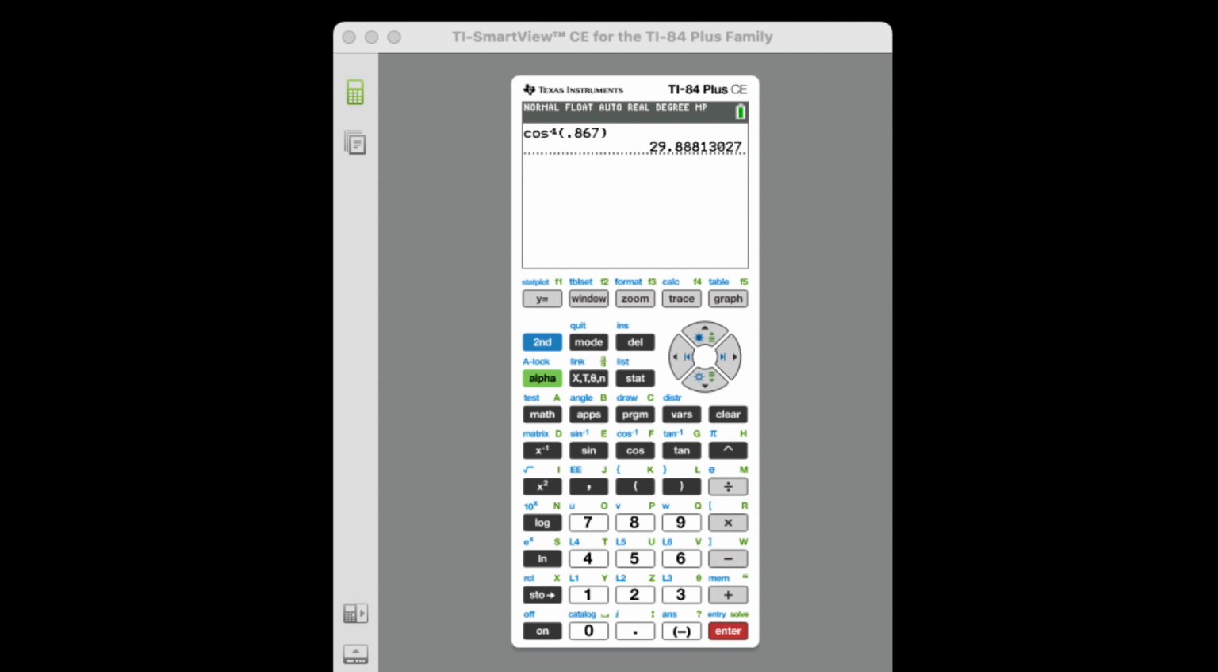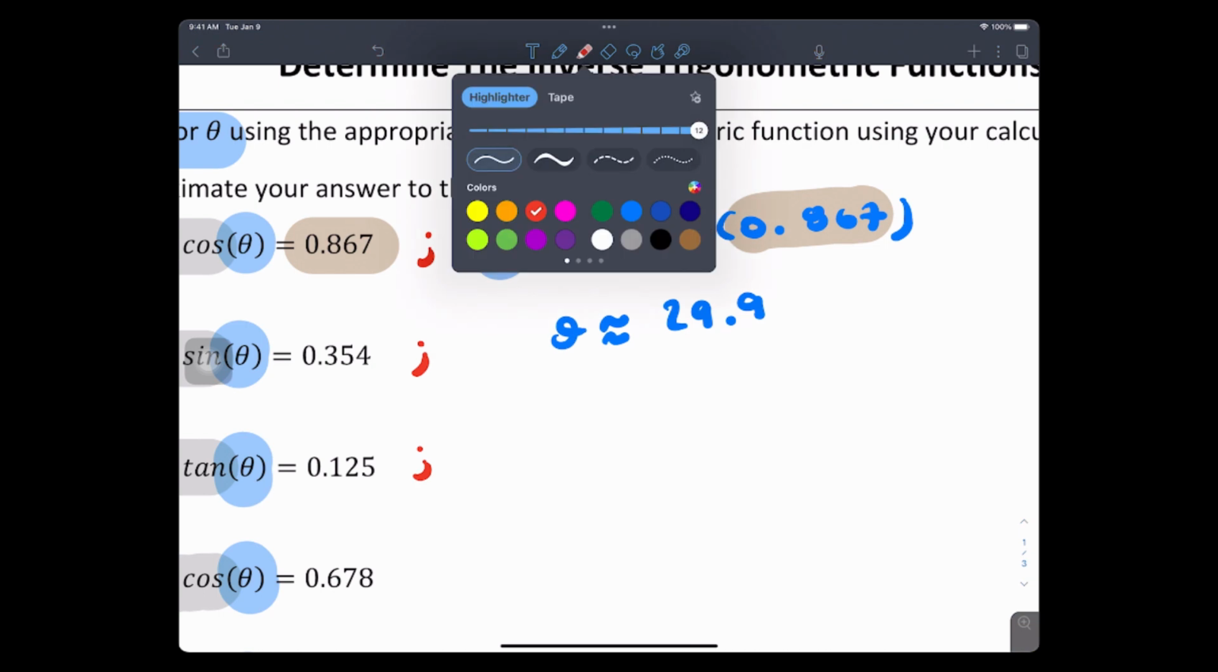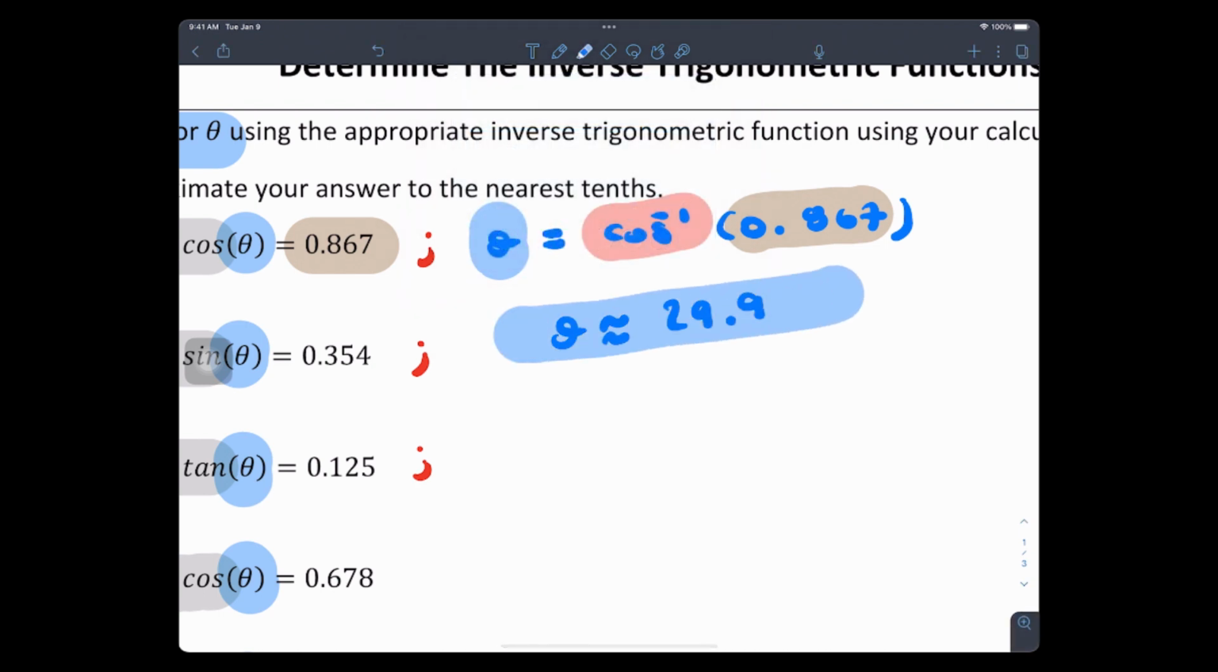So it's 29.9. And there it is. This is the angle that you're looking for. So this is kind of how we work with this, and that's the first one. It gives us an angle, working with that inverse cosine function.